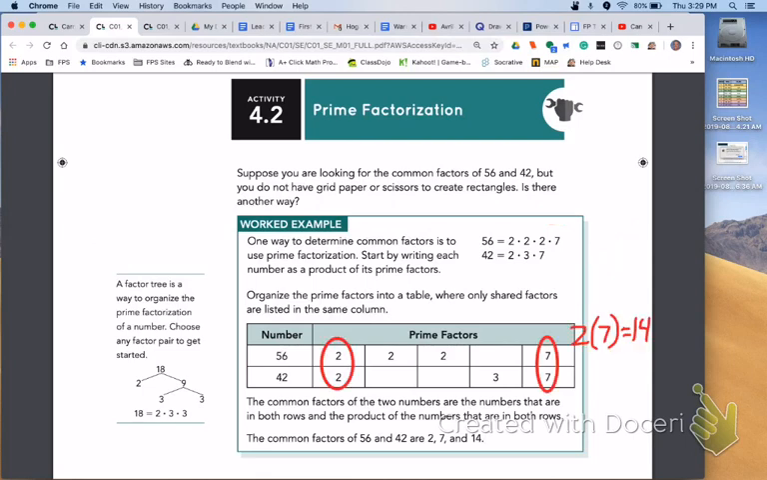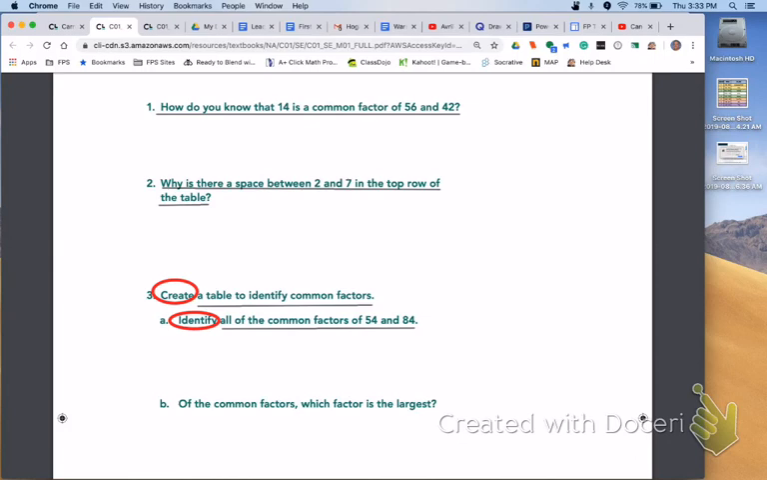The common factors of the two numbers are the numbers that are in both rows and the product of the numbers that are in both rows. So the common factors of 56 and 42 are 2, 7, and 14. Please turn to page 43, answer number 1, 2, and 3 with your group.